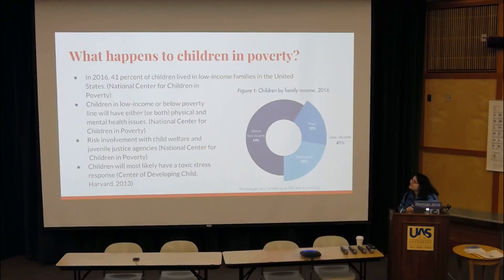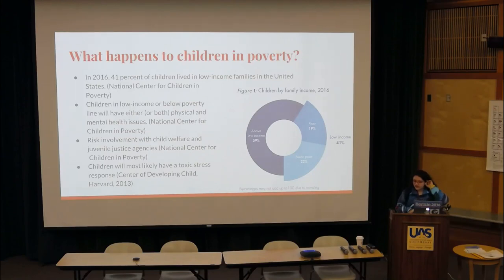So what happens to children in poverty? In 2016, 41% of children lived in low income families in the United States. So poor is basically poverty, and near poor is the low income. Those are added up together. And then 59% of children lived above low income.